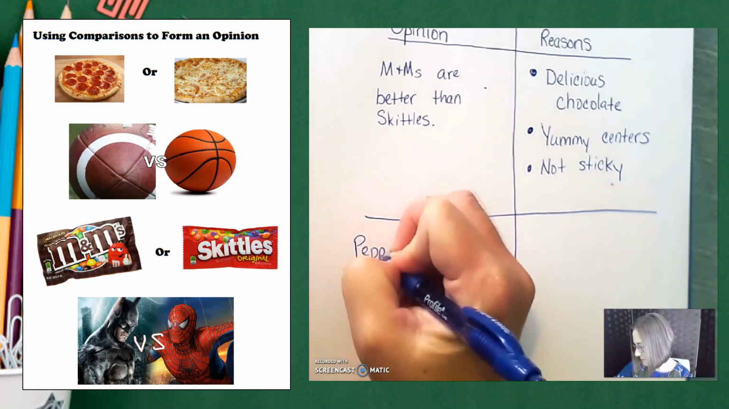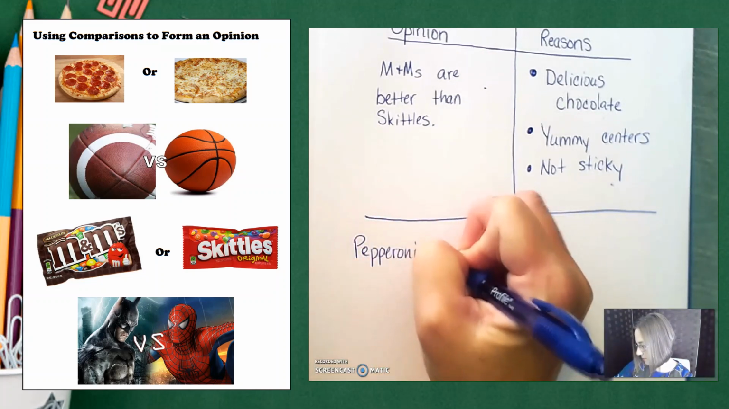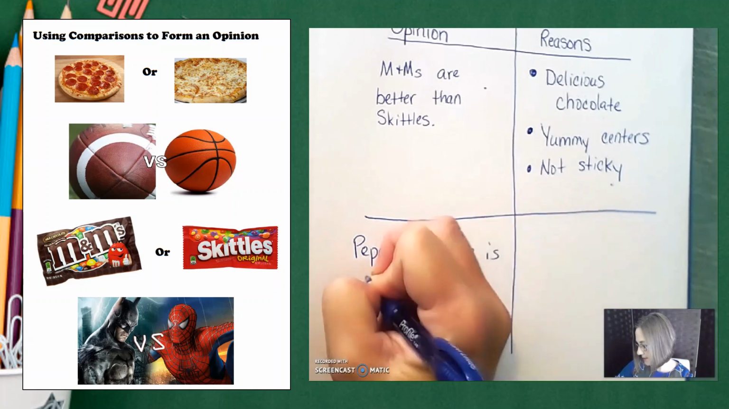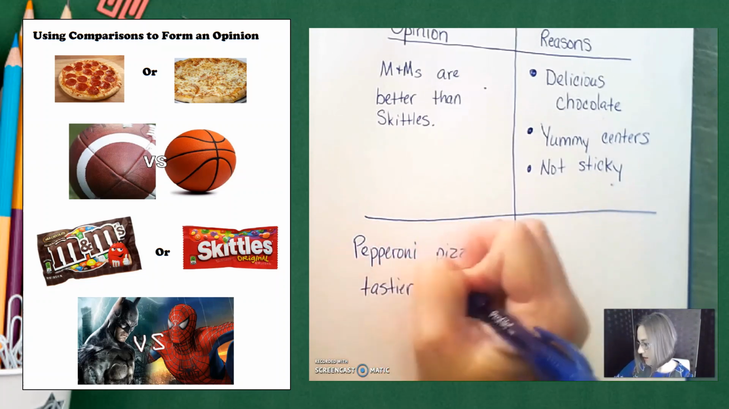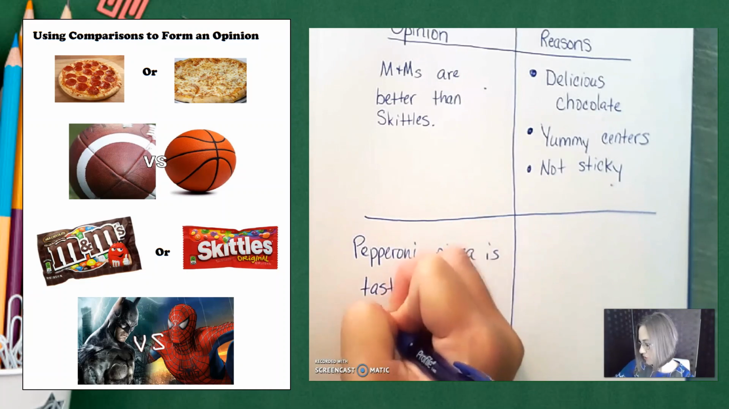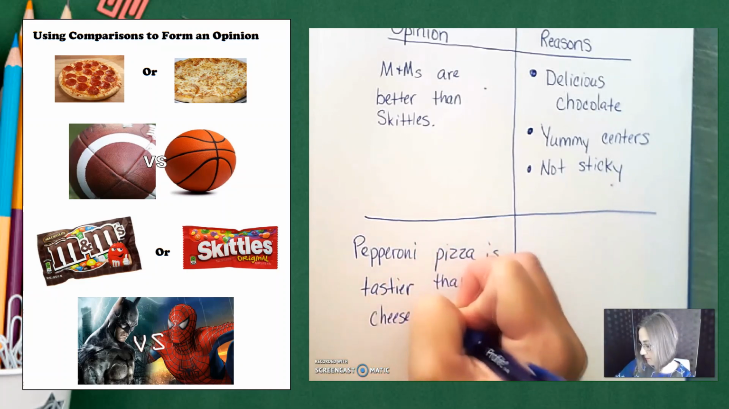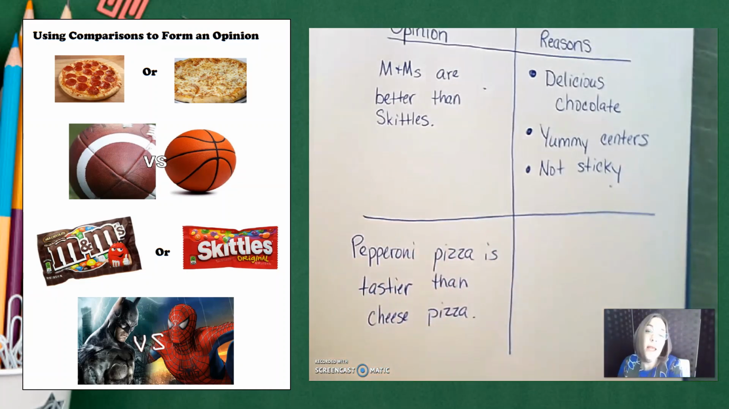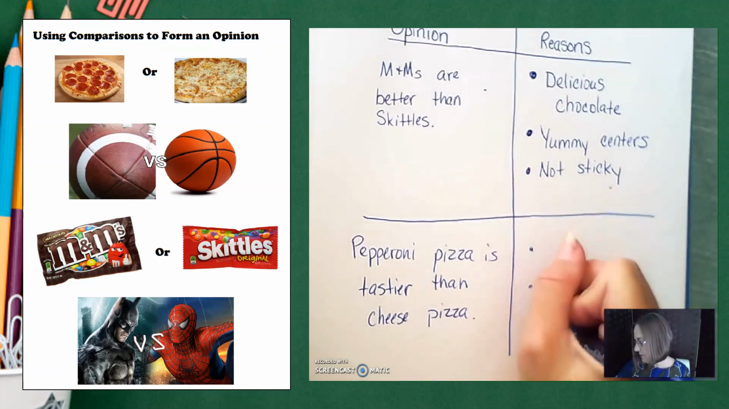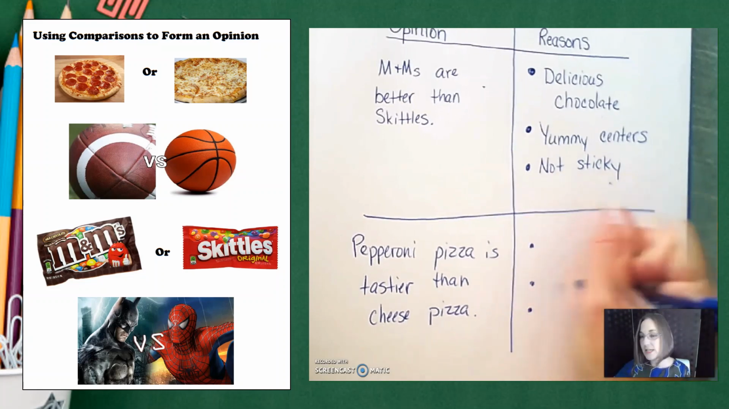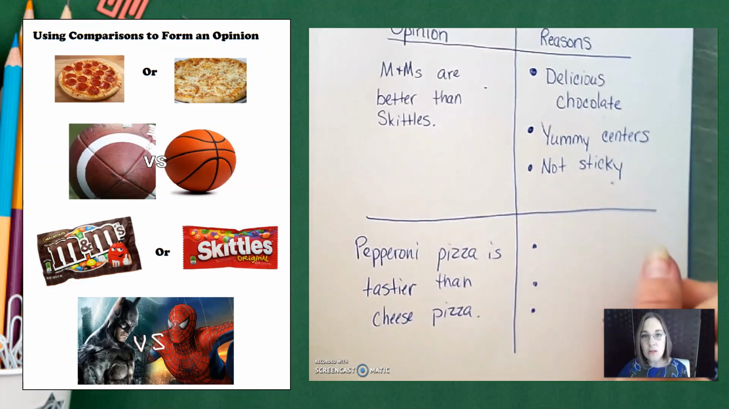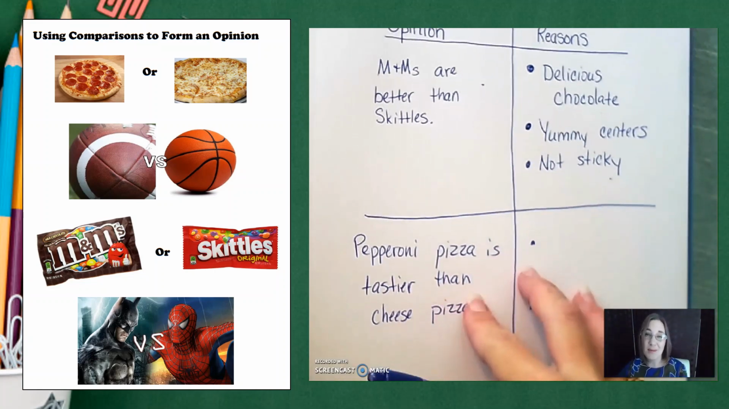Pepperoni pizza is tastier than cheese pizza. And then I would follow the same steps. I would think about what are my reasons why pepperoni pizza is better or tastier than cheese pizza. And I would make a couple of bullet points over here and list my ideas. Not writing all long, complete sentences, just ideas that I can come back to and remember when it's time to write.